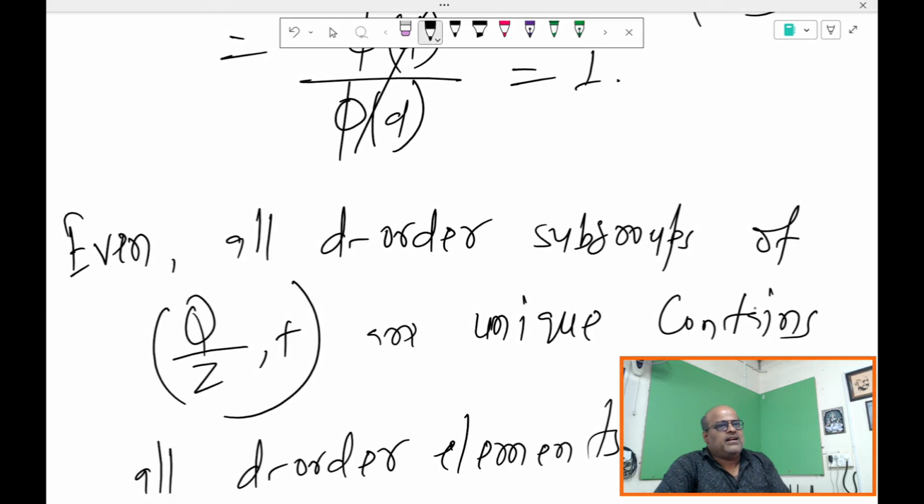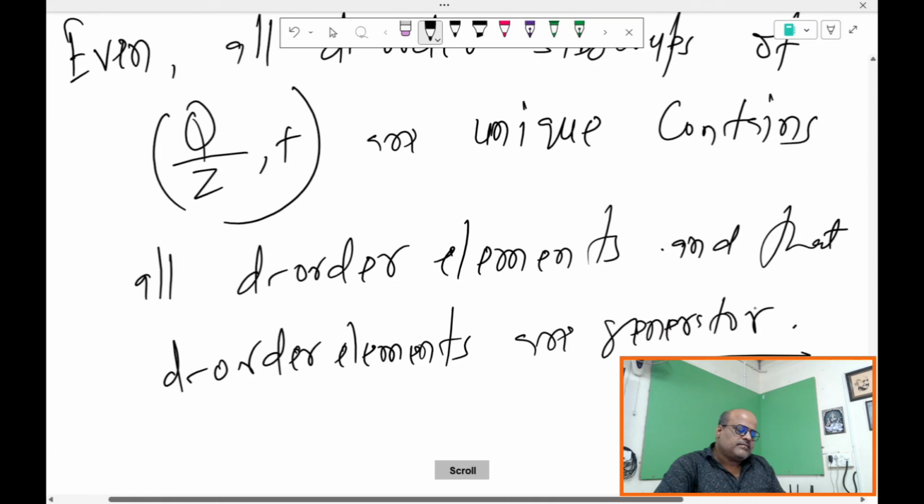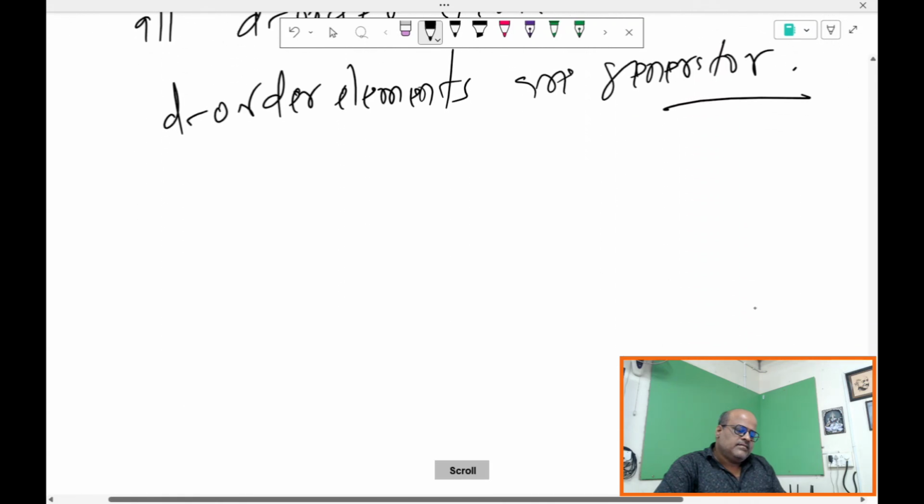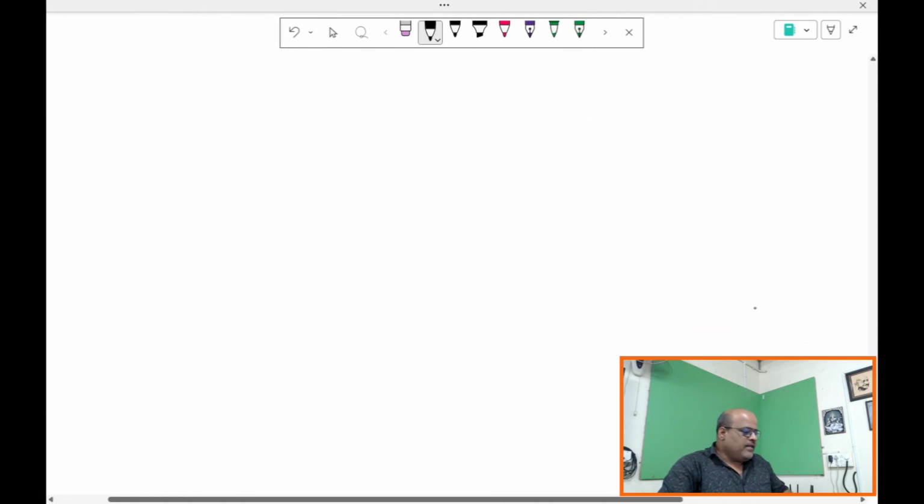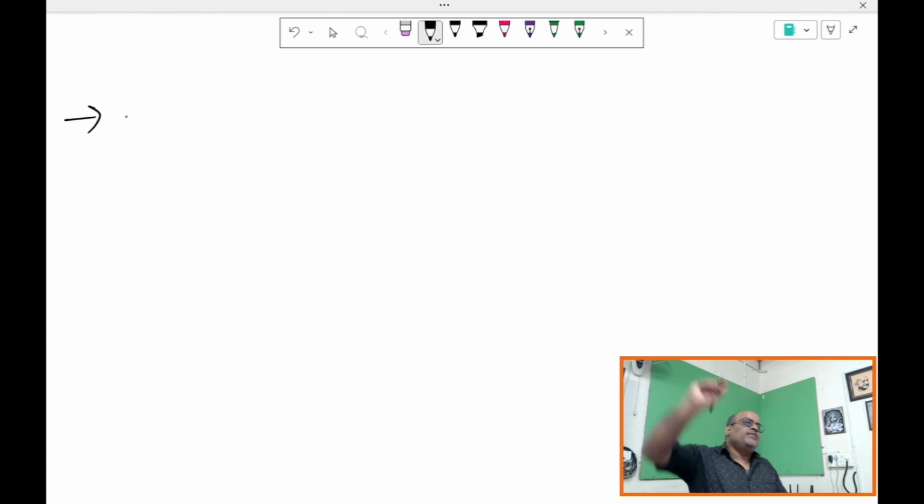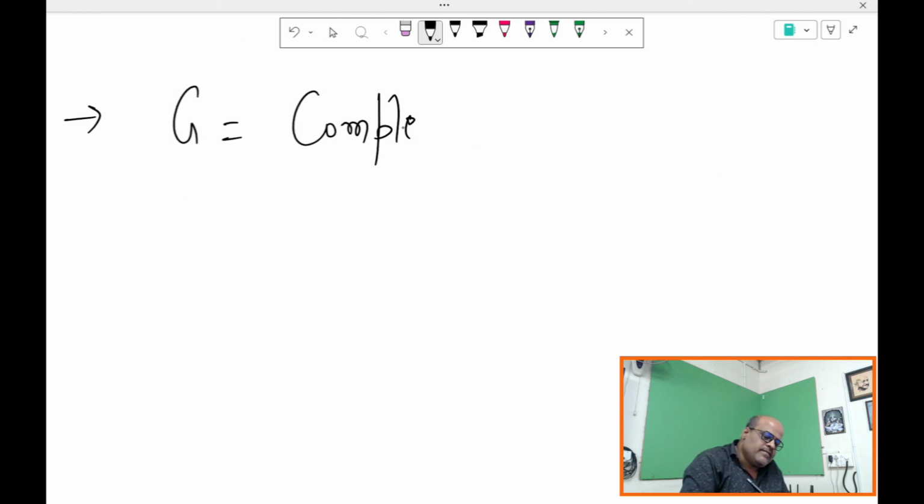Order also, infinite order also existing. Another one is complex roots of unity. Some books write it as infinite roots of unity, but that is wrong. Just suppose that G is equal to the complex roots of unity.